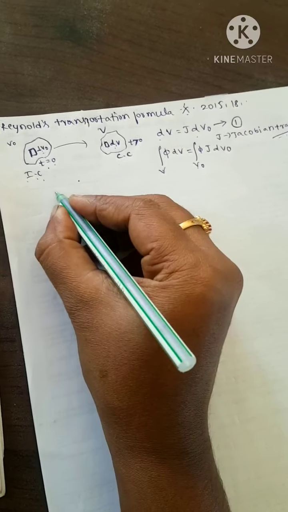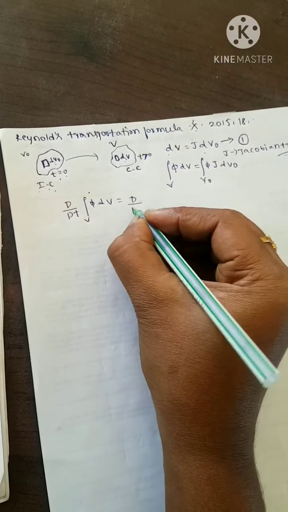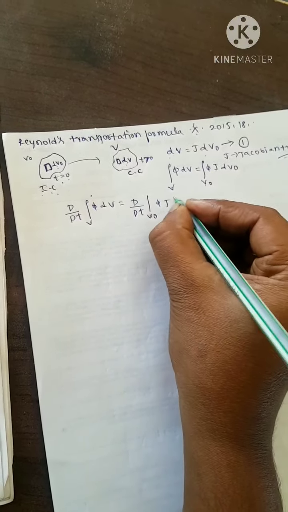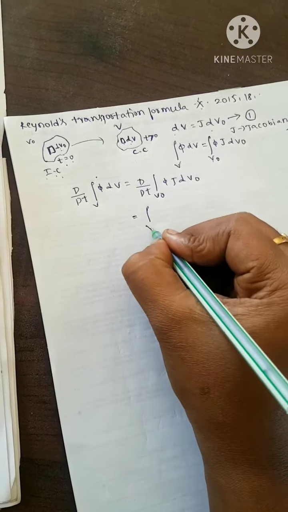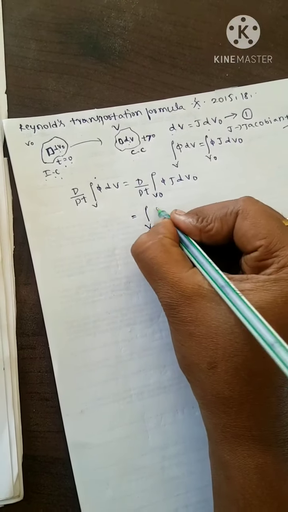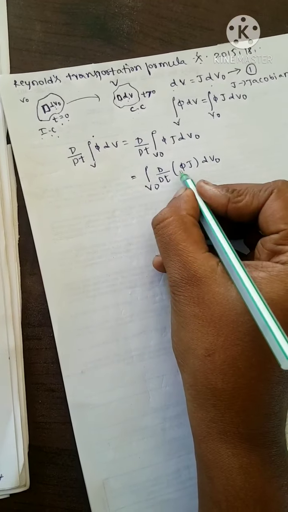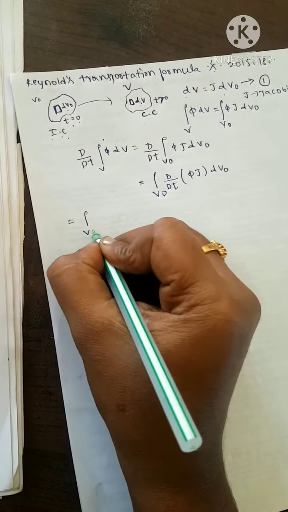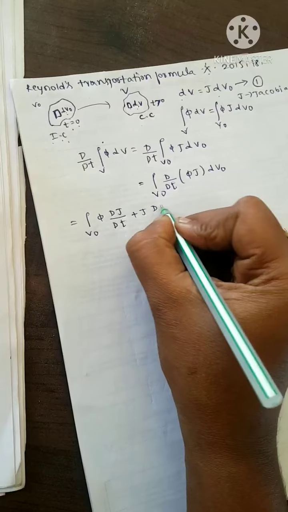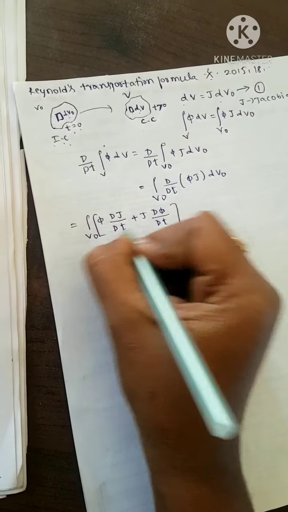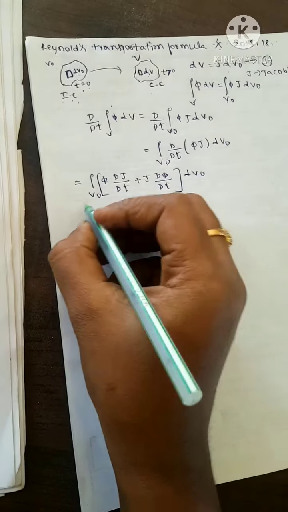Now I am going to differentiate the same. d by dt of the integral over V of pi dV is equal to d by dt of the integral over V0 of pi into J dV0. Now I am going to manipulate the RHS. Let me take the derivative inside the integral over V0, d by dt of pi into J dV0. Again a product rule, product of two functions: first function into derivative of second plus second into derivative of first.